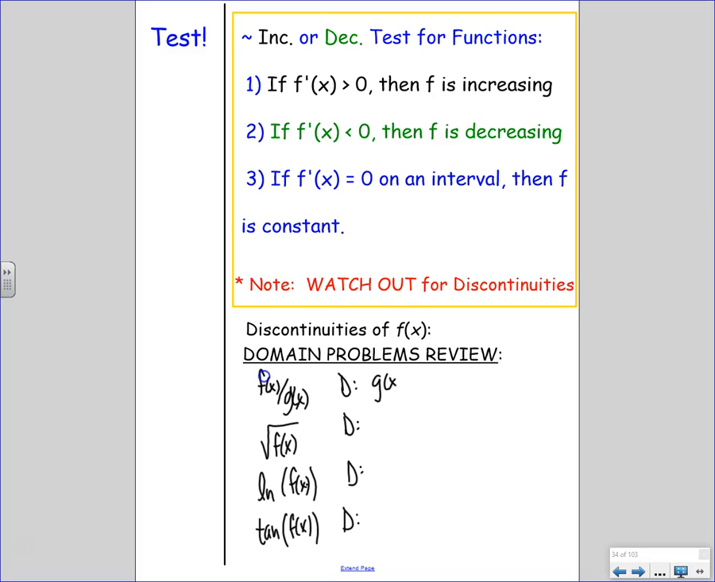Remember, for a denominator, g can't be 0. For a square root, what's inside has to be greater than or equal to 0. For a log, what's inside has to be just greater than 0. And for tangent and the other trig, basically they can't equal the vertical asymptotes, which for tangent would be plus or minus pi over 2 and beyond, but the trig doesn't really show up all that often. So guys, this is pre-cal review. I just figured since I'm saying watch out for discontinuities, let me remind you of when the domain is restricted.